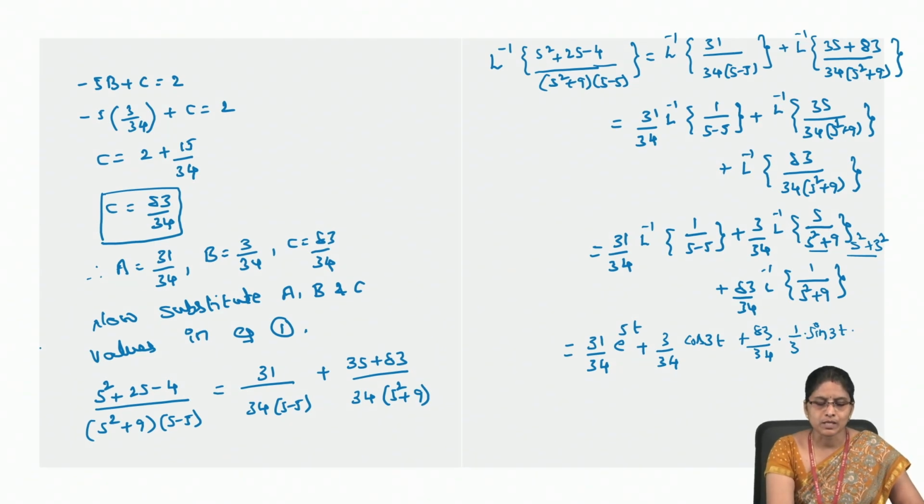Therefore, the inverse Laplace transform of (s square plus 2s minus 4) by (s square plus 9) into (s minus 5) is equal to 31 by 34 e power 5t plus 3 by 34 cos 3t plus 83 by 34 into 1 by 3 sin 3t.